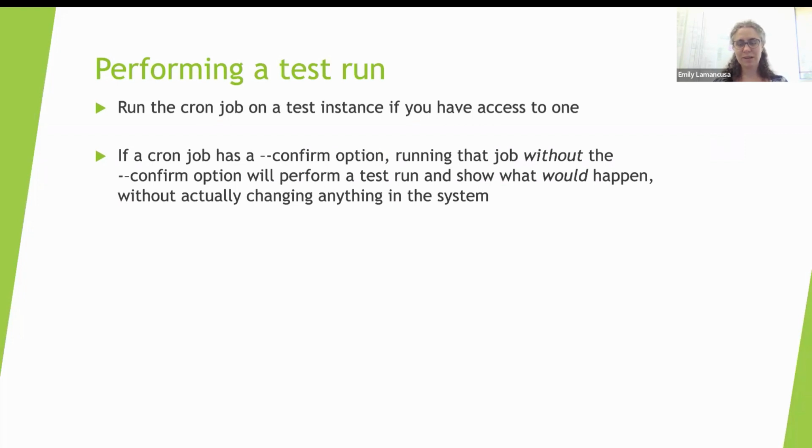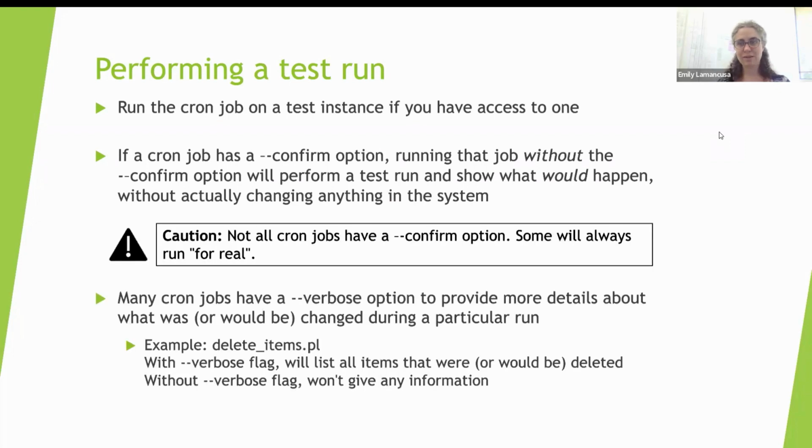So many of the cron jobs have a confirm option, which basically confirms that, yes, you want to make these changes to your system. So if you run a cron job that has a confirm option and you don't add that confirm option, it will do a test run and it won't actually change your system. As a note, be really careful to make sure that the cron job does actually have a confirm option before you do this, because not all of them do. And if it doesn't have a confirm option in the first place, it will just always run for real. So do be careful that you are actually doing a test run when you think you are.